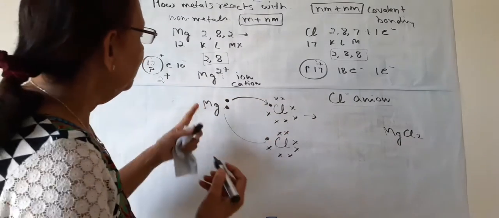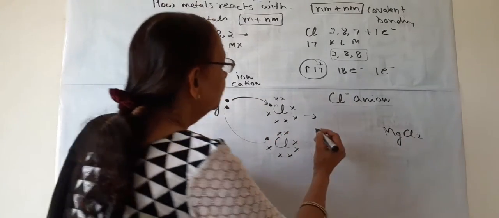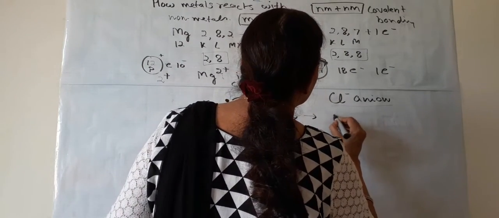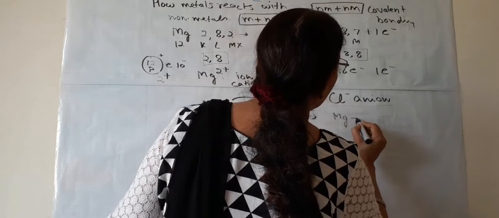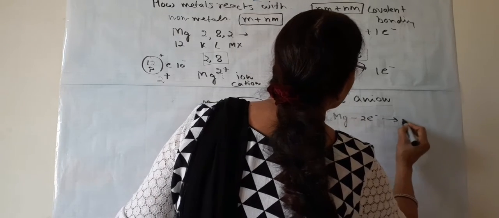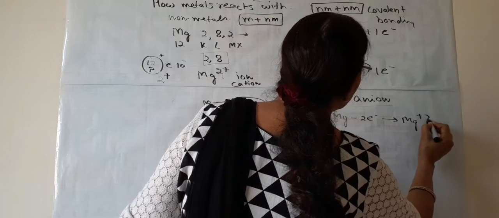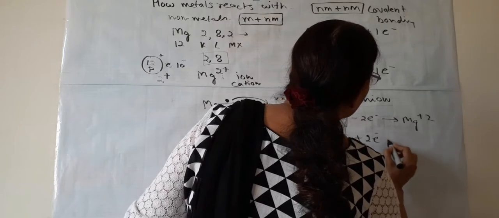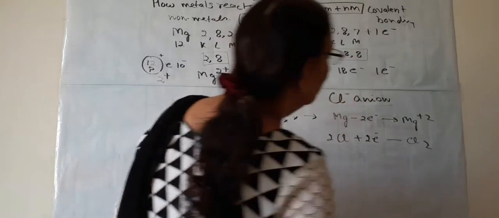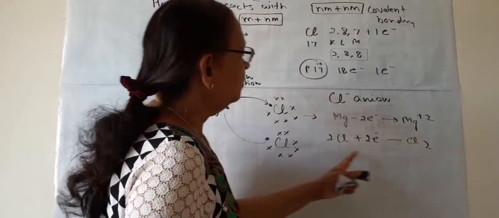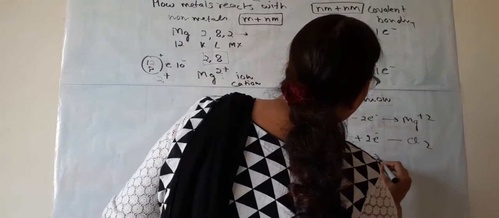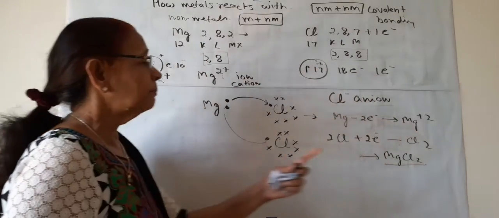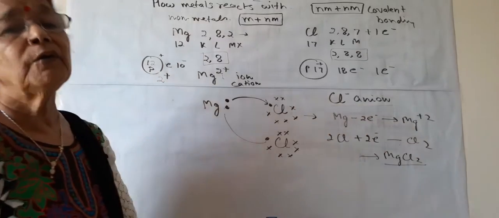So the formula will be MgCl2. We can write it like this: Mg minus 2 electrons. So Mg 2+ is formed, Cl2 plus 2e gives 2Cl-. So Mg plus Cl2, MgCl2 will be formed. So this is how an ionic compound MgCl2 is formed.